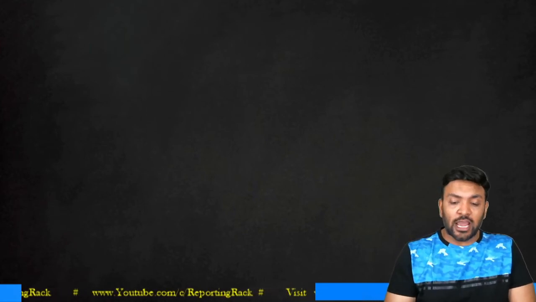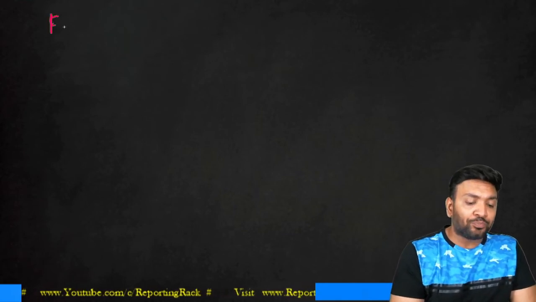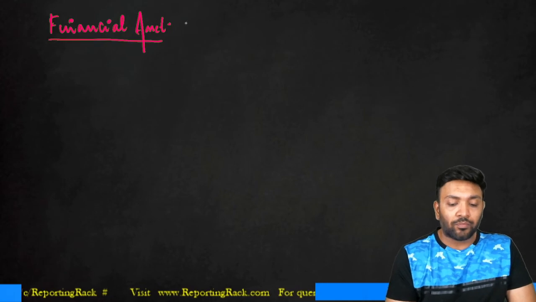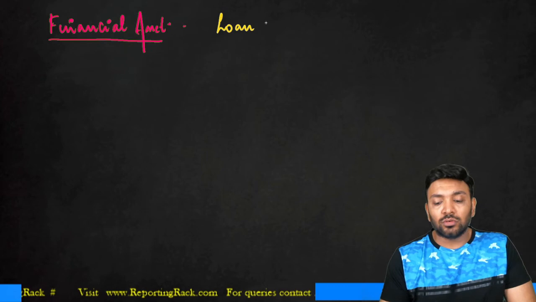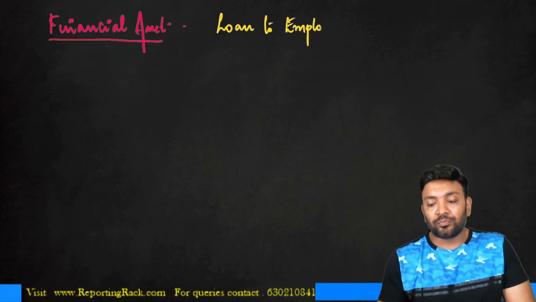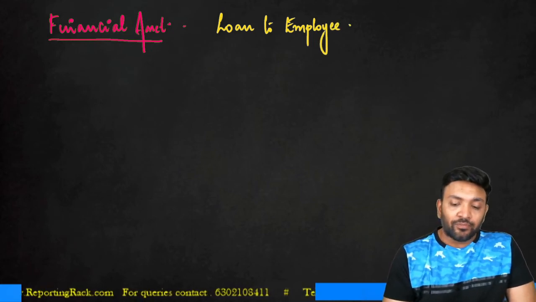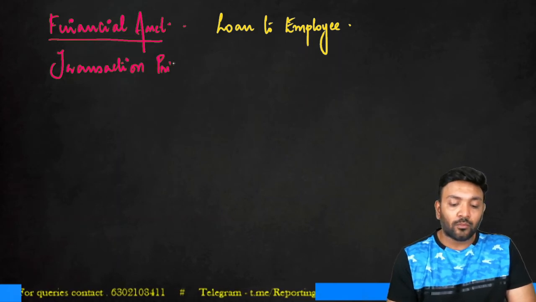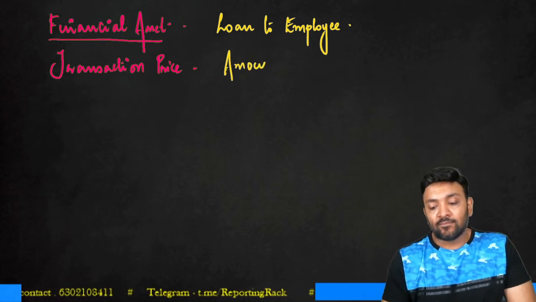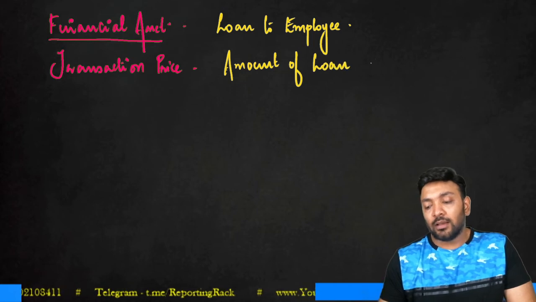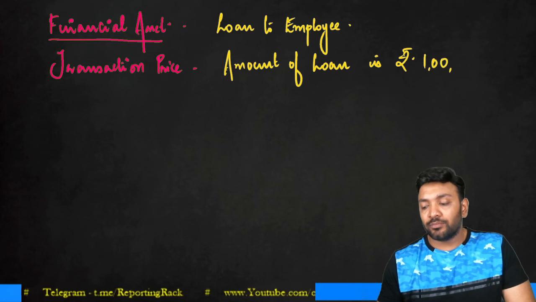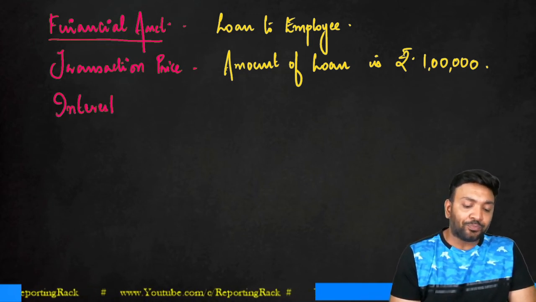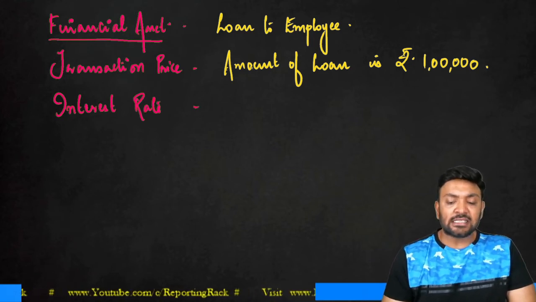I'm taking the example of a debt instrument. Let's say my financial asset is a loan to employees. The transaction price, that means the amount of loan, for ease of calculation, I'm taking 1 lakh. This loan carries an interest rate of, let's say, 6%.